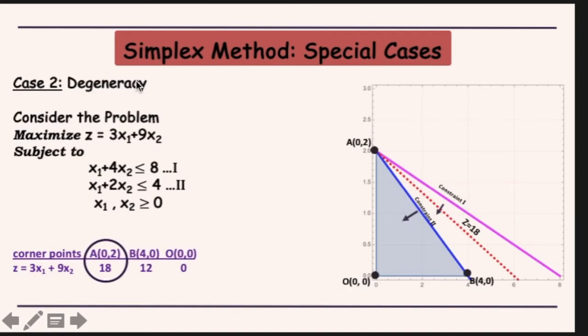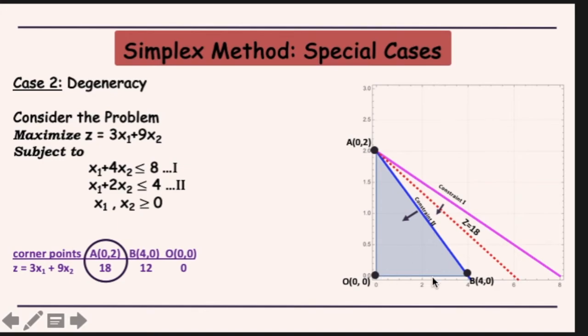The next case which I am going to consider is a case of degeneracy. So that is a case when one of our basic variables is having a value 0. Now for that I am going to consider a problem which is to maximize this z, which is 3x1 plus 9x2, and subject to these two constraints. So you can see here I have again drawn the feasible region for this problem. So these are my two constraints, and this blue shaded region is the feasible region.